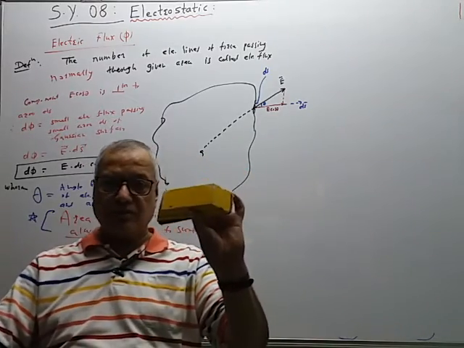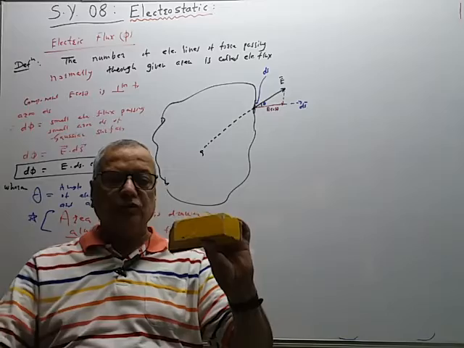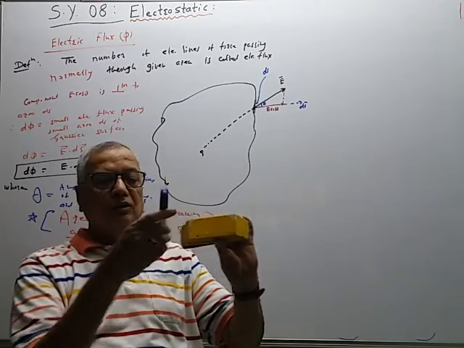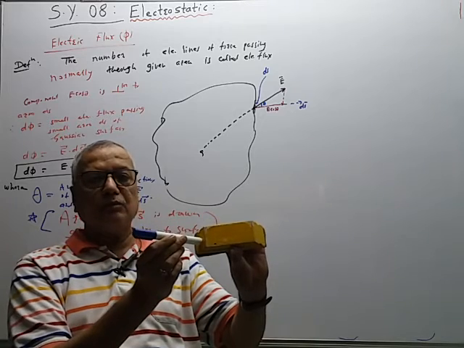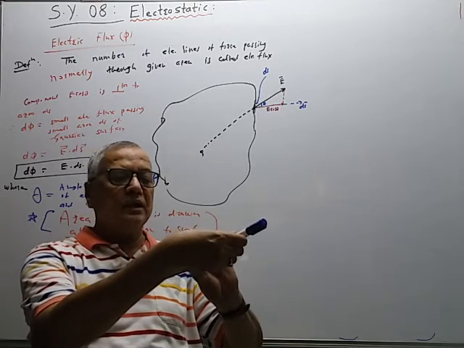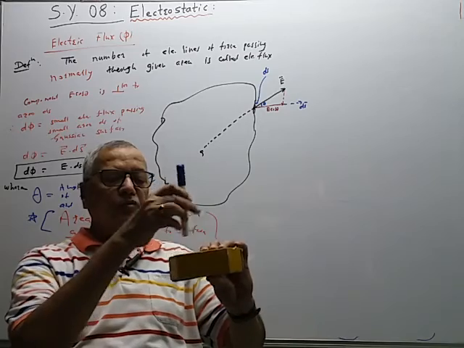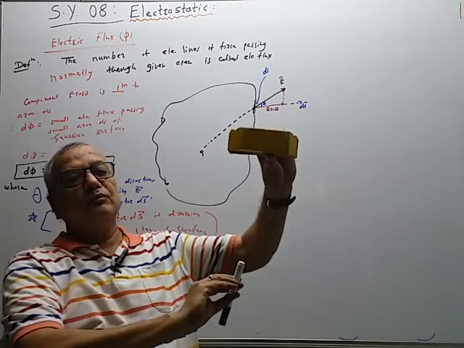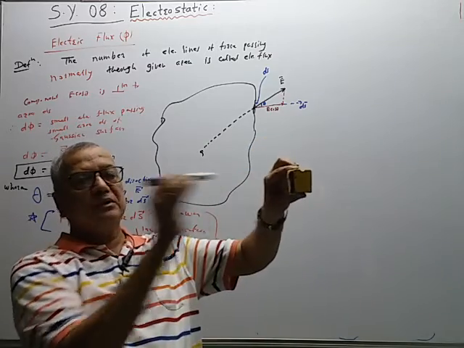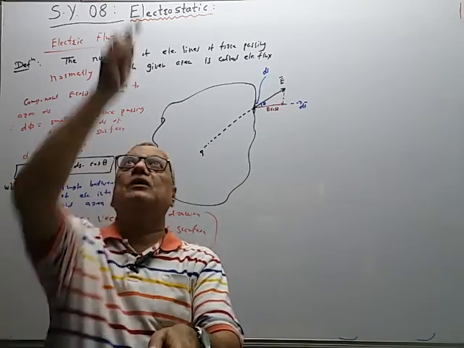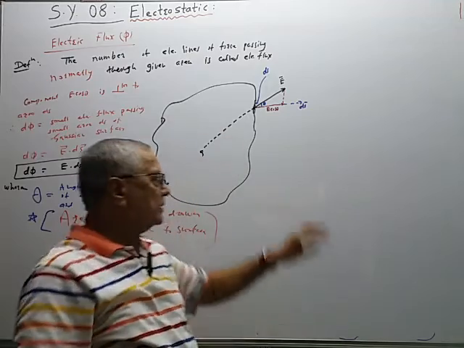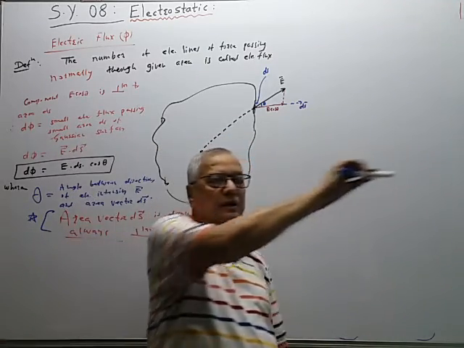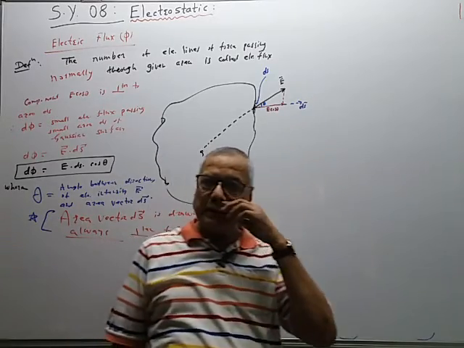Suppose this is a closed surface like this. For this surface, the area vector will be in the direction normal. For this surface, area vector will be in the upward direction. For this surface, area vector will be in the downward direction. For ceiling, area vector will be in this direction. For blackboard, area vector will be in this direction. For this wall, area vector will be in this direction like this.